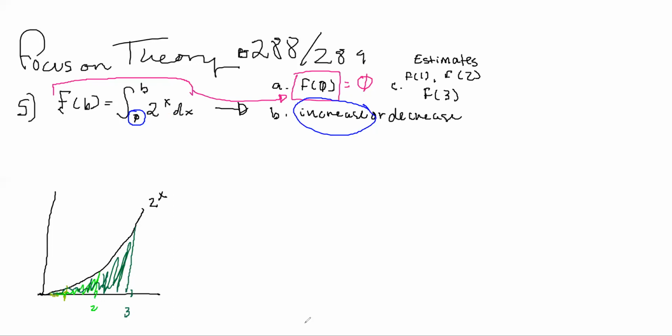Basically, the book says that we want to use a calculator or a computer to figure out exactly what's going on here. But it is just going to be the area under the curve. So what do you think is going to be bigger? F of 3 or f of 2? F of 3, exactly. Because there's just more area under the curve.